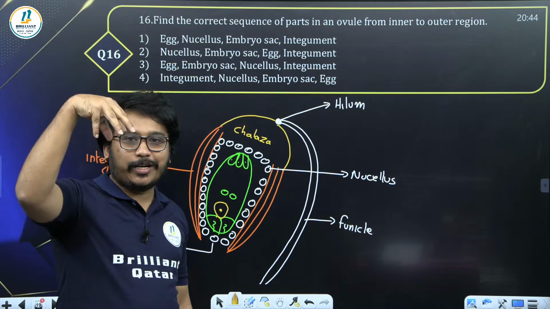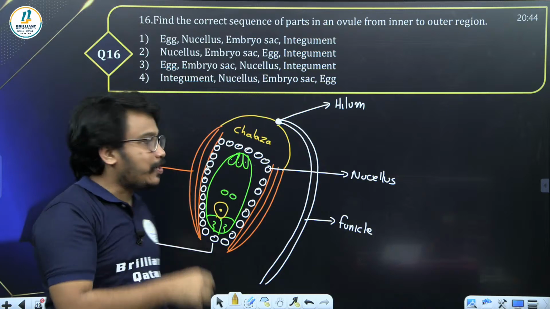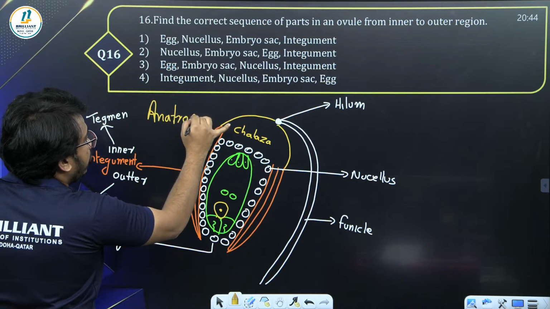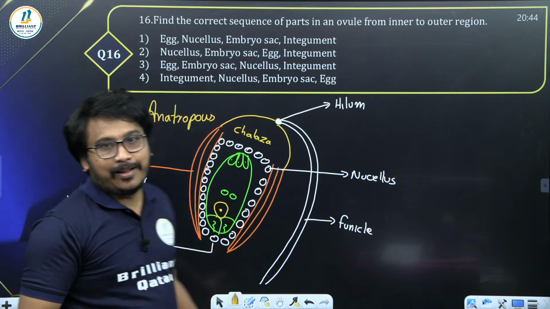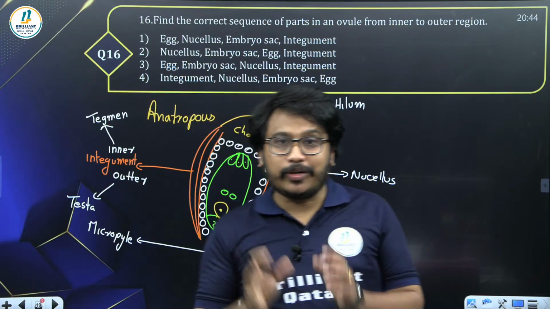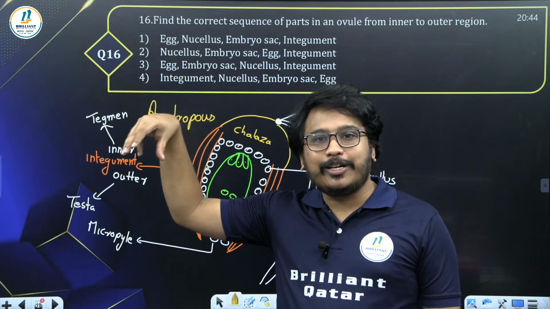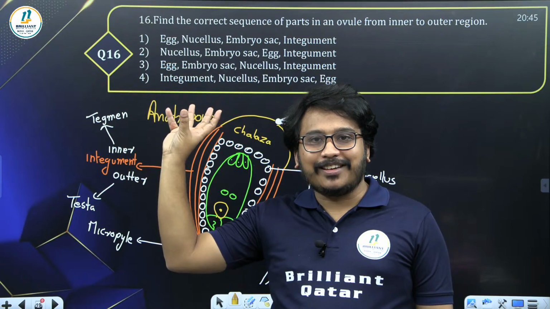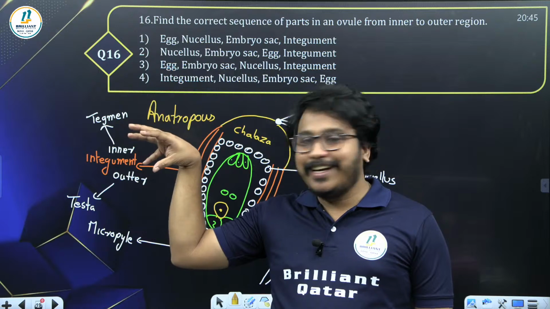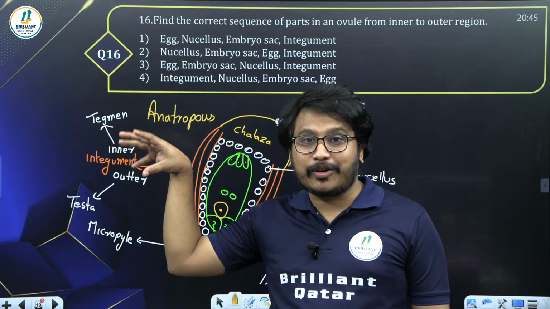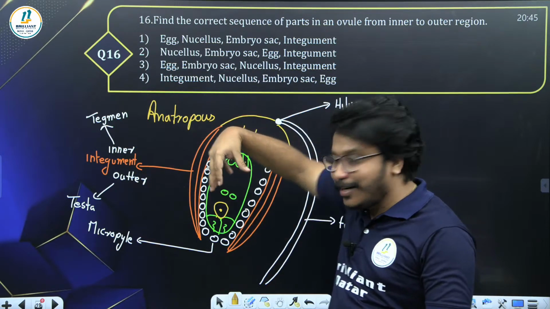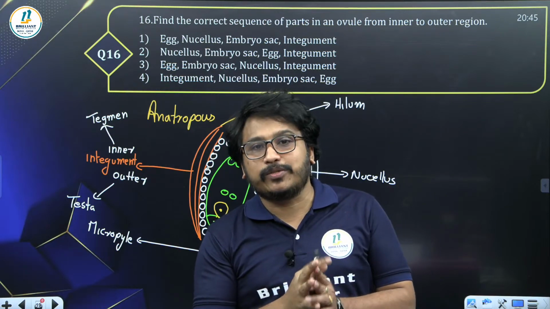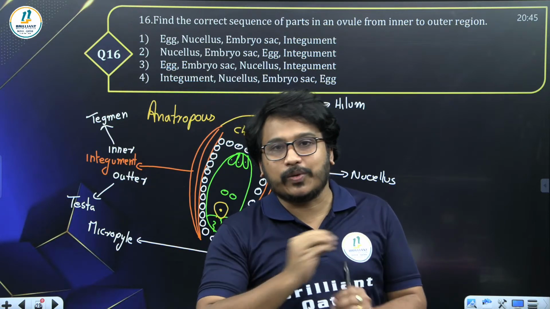You should understand it is 180-degree inverted downward. That is called anatropous ovule. You can expect questions from these areas also. So which type of ovule is seen in majority of angiosperms? You can see majority of angiosperms like this, an inverted ovule can be observed. That is called anatropous. Upright ovule is called orthotropous. 90-degree ovule is called hemianatropous. But this one that is inverted downward like this, that is called anatropous ovule. Majority of angiosperms will have anatropous ovule.